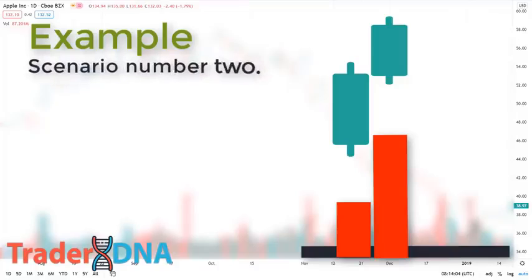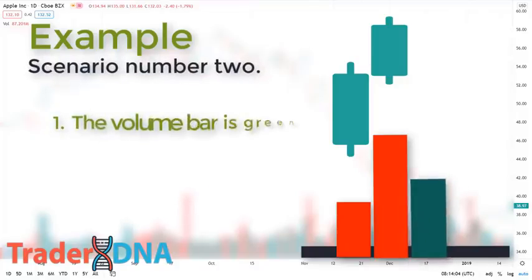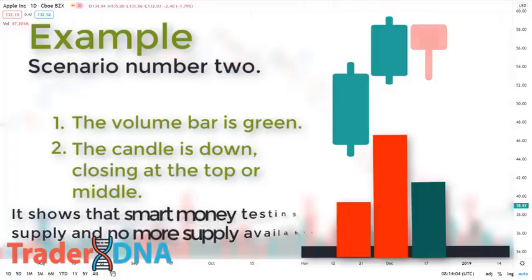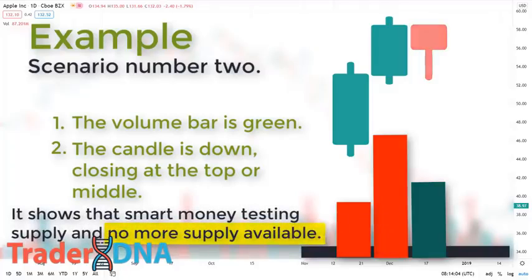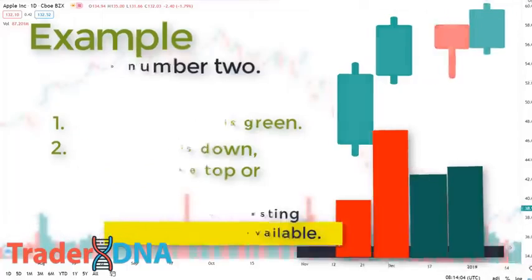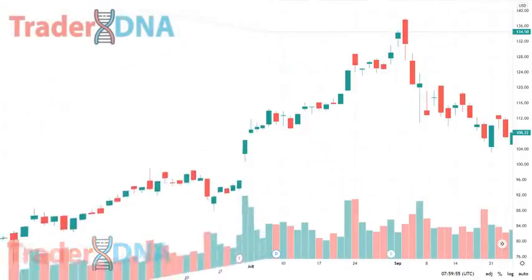Scenario number 2. First, the volume bar is green. Second, the candle is down, closing at the top or middle. It shows that smart money is testing supply and there is no more supply available. The third candle was buyer's volume if the fourth candle closes above the top of the second candle. This confirms a valid buy signal. Here are other examples of volume candlestick trading strategy.